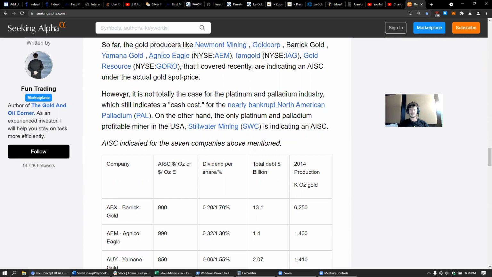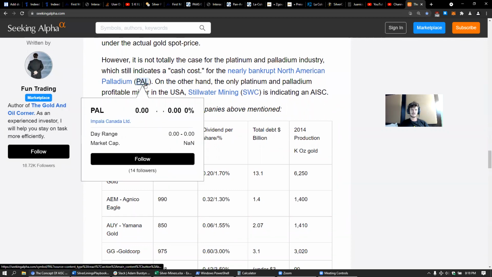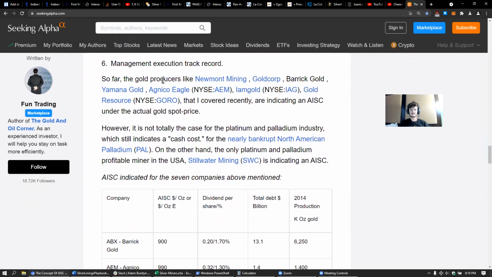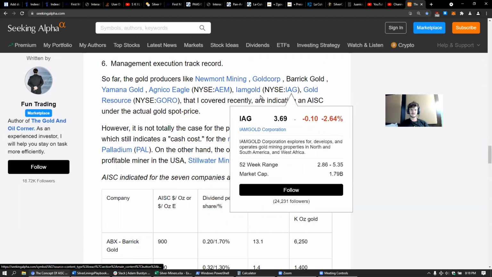So apparently the platinum and palladium industry still indicates a cash cost, right? So we would rather have AISC. For the nearly bankrupt North American Palladium, PAL, is that a stock? Oh, it closed. It's at 0%. So rip. See if some of these are still running.